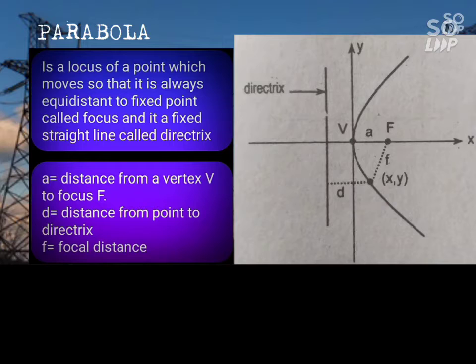Parabola is a locus of a point which moves so that it is always equidistant to a fixed point called focus, and a fixed straight line called directrix, where a is the distance from vertex V to focus F, where d is the distance from the point to the directrix, where small f is the focal distance.